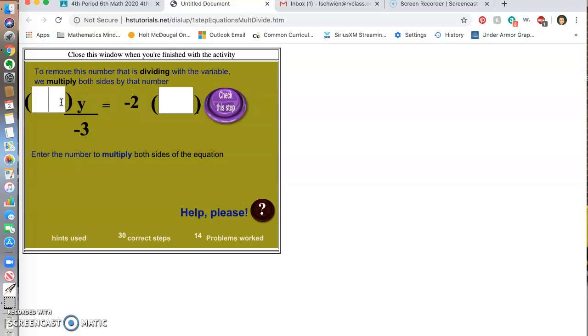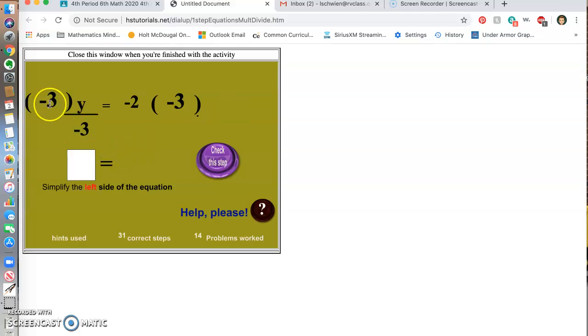I'm not going to say anything for a little bit. I'm going to let you think about it. Think about what you're going to type in that box. Hopefully you decided on -3 because that's the number that's with the variable, and -3 on that side because you have to treat both sides of the equation fairly.